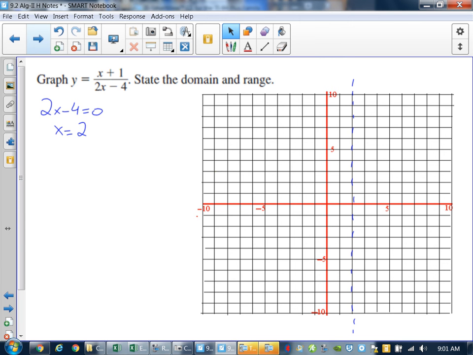My horizontal asymptote is going to be at y equals the coefficients of x divided by each other. Well, what's the coefficient of x in the numerator and the denominator? That makes a 1/2.